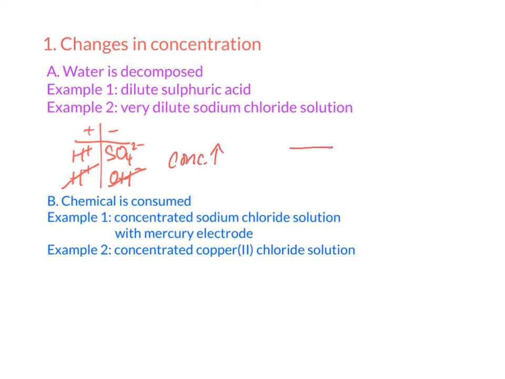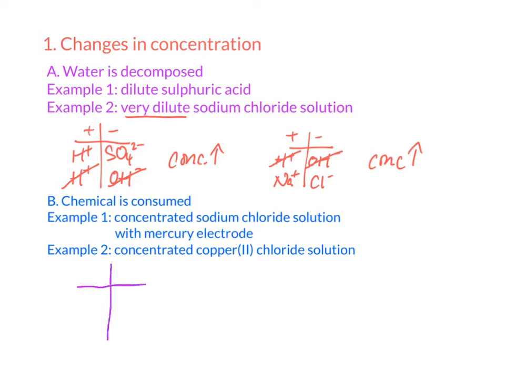The second example is more or less the same. So you find it with water with sodium chloride. As this one is very dilute, you will find that in the process H plus and hydroxide ion will discharge. So again, the concentration of the sodium chloride will also increase. In some cases, we found that the chemical will be consumed instead of the water. So in this case, we can have a look.